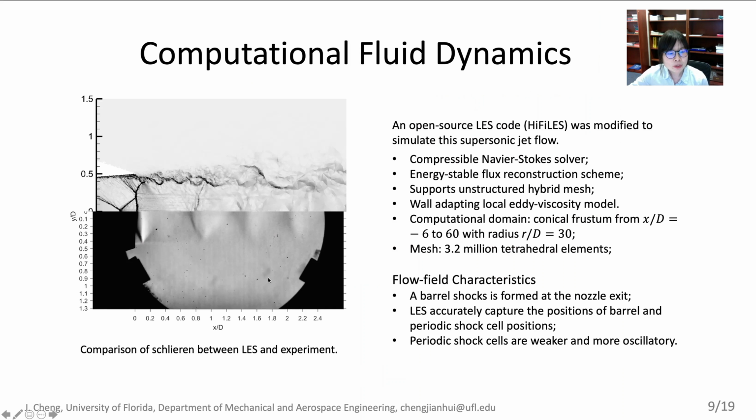This figure is a comparison of schlieren between our LES results and experiments. The upper one is from LES, which is an instantaneous flow field, conducted by Mr. Shen. This solver is a modified Hi-Fi code, which is a compressible Navier-Stokes solver. The lower one is from the experiment, which is averaged over 1,000 samples. From this comparison, we can see that a barrel shock is formed at the nozzle exit. The periodic shock cell structures were captured accurately by our numerical method.